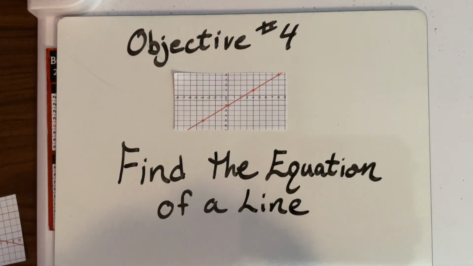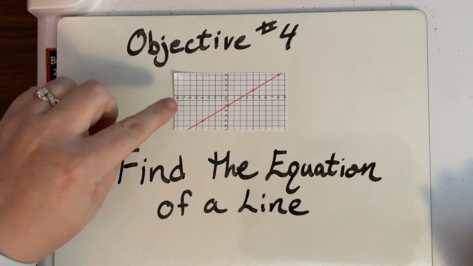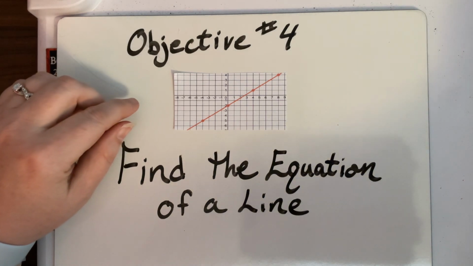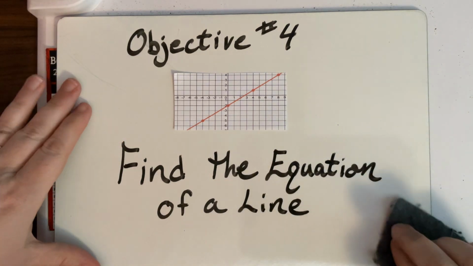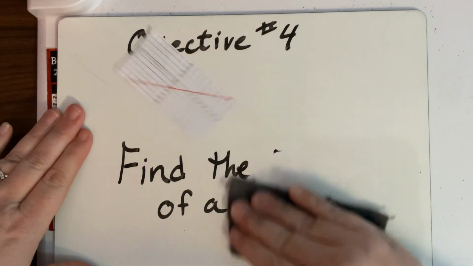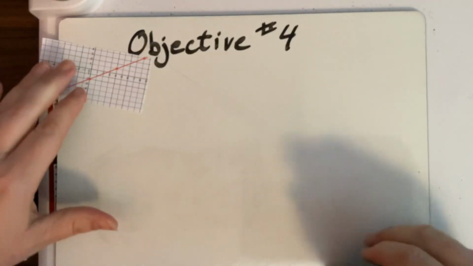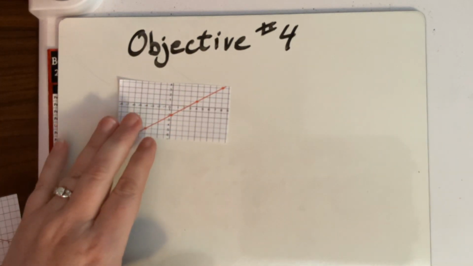Hi everybody, I am here to talk to you today about objective number 4, which is to find the equation of a line. All right, so I have 4 problems here. What we're going to do is work with each one, but what I would really like you to do is pause the video before I go through each one, and then go ahead and see if you got the answer right.